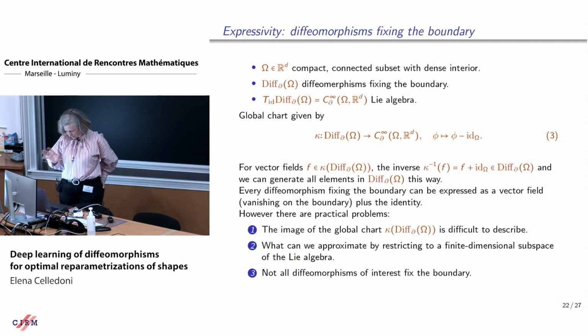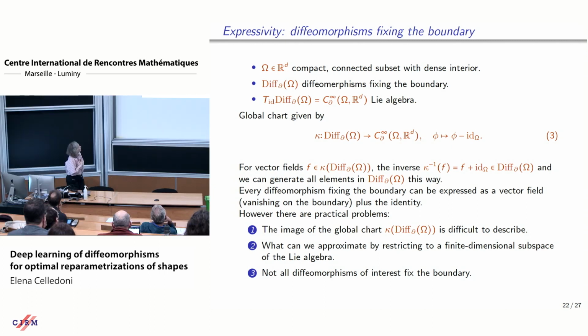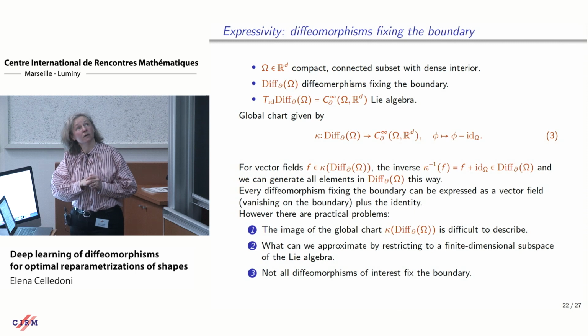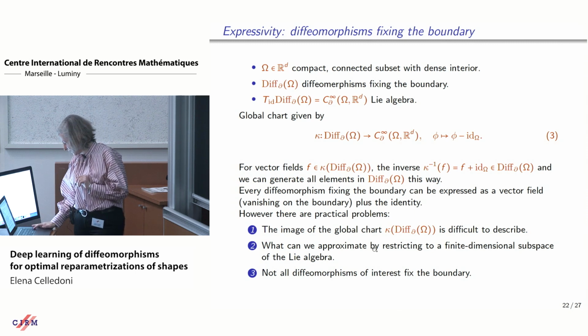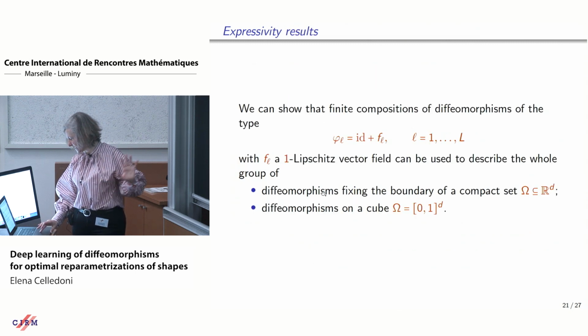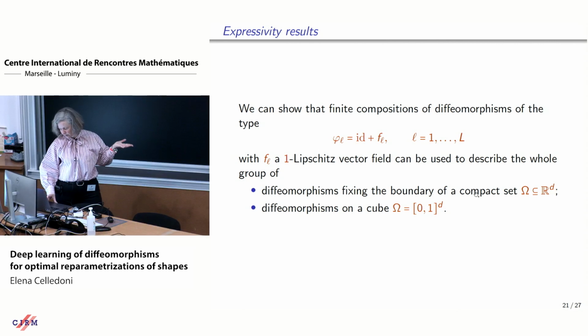Okay, so now I want to say something about this expressivity result, or this approximation capability, and how we do it. Let me go back here. We distinguish two cases. The first case is the case of diffeomorphisms that are fixed in the boundary on a compact set contained in R^D, and the second case is the case of a cube.